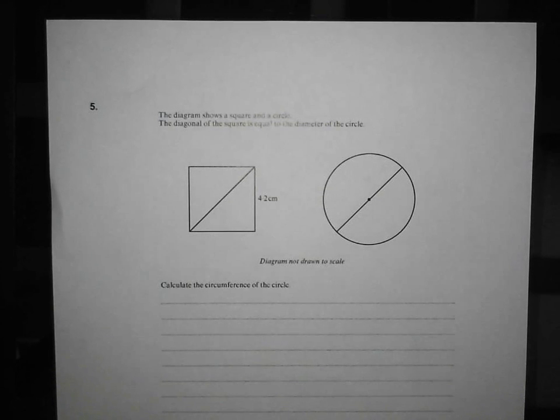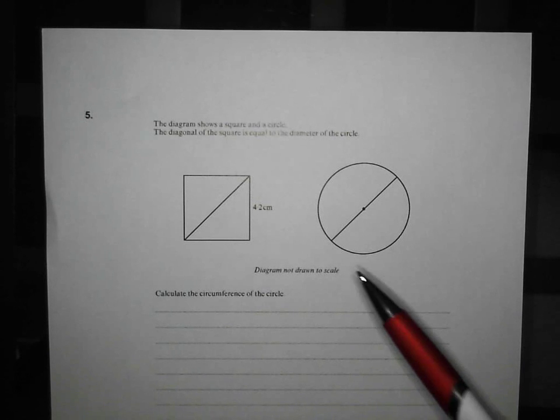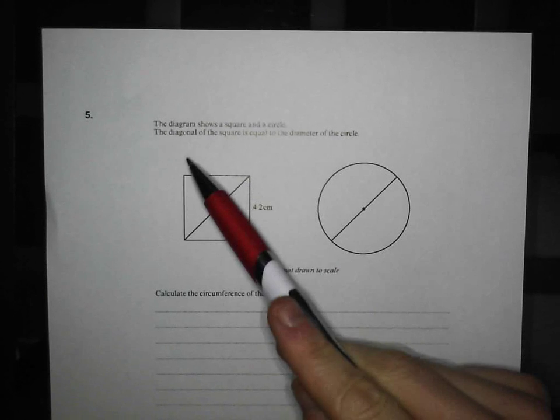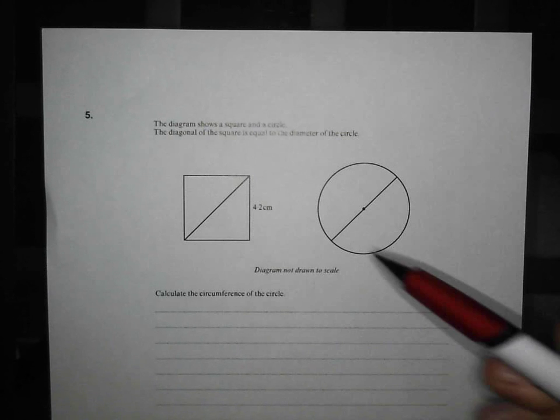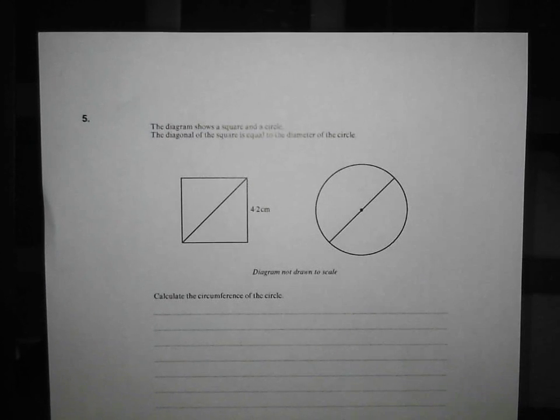Now, a classic question here, and look how many marks you're getting for this one. 6 if you manage to get this one right. So, the diagram shows a square and a circle. There they are. The diagonal of the square is equal to the diameter of the circle. Calculate the circumference of the circle.